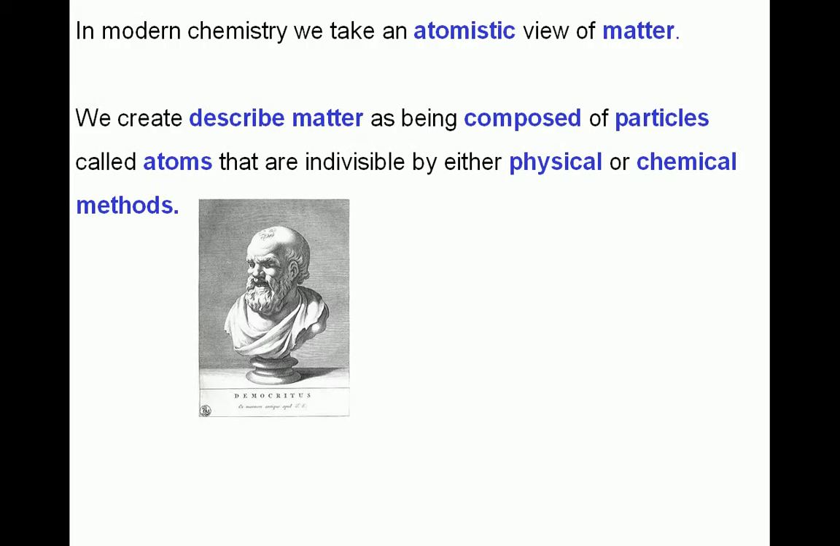So, in modern chemistry, we take an atomistic view of matter. That is, we consider matter as being composed of particles called atoms that are indivisible by either physical or chemical methods. And the first formulation of this idea is generally attributed to the Greek philosopher Democritus.